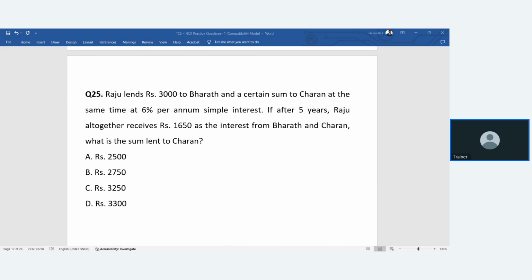So what's the answer here? 3,000 to Bharat and a sum to Charan at the same time at 6% per annum, right? So after 5 years, the amount to Charan we don't know, right? Let's take P. So first one plus second one, interest to T. I1 plus I2 is equal to 1,650 that we have to get. So 3,000 plus a certain amount for Charan, time is 5, rate of interest is 6, divided by 100, equals 1,650. Now this is fine.